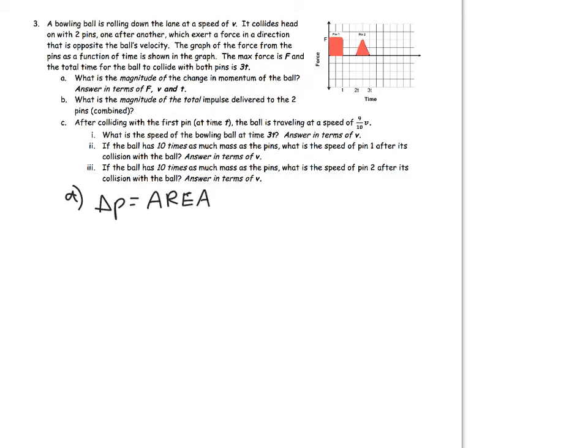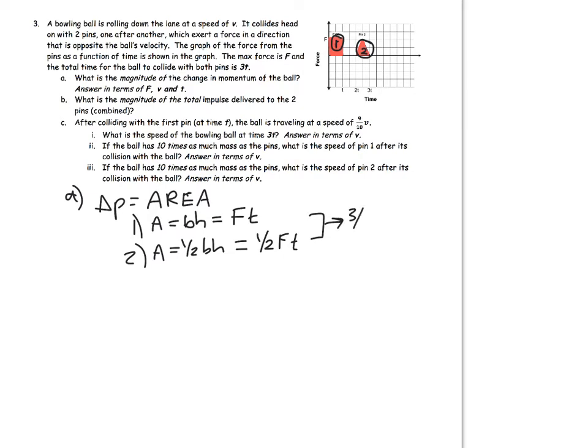So I'm going to find the area for each one of those. We're going to have area 1, which is going to be that rectangle there, base times height, so it's just going to be F times t. And I'm going to have area 2, which is going to be this triangle here, and that's going to be 1/2 base times height. So it's going to be 1/2 Ft, and when we combine those, we end up getting a total area here of 3/2 Ft.